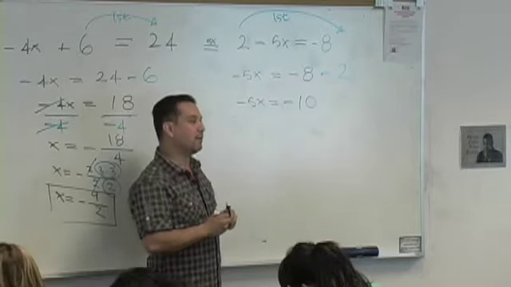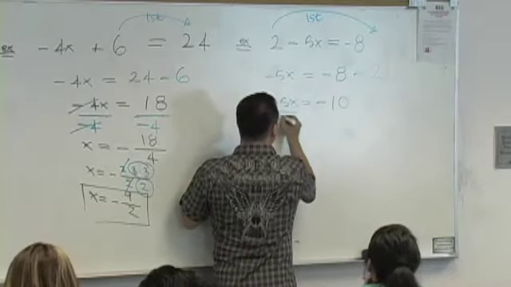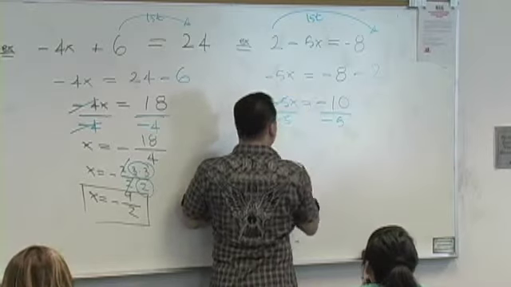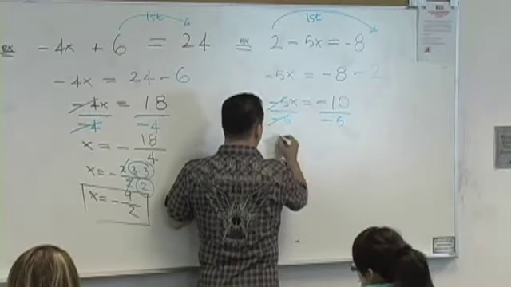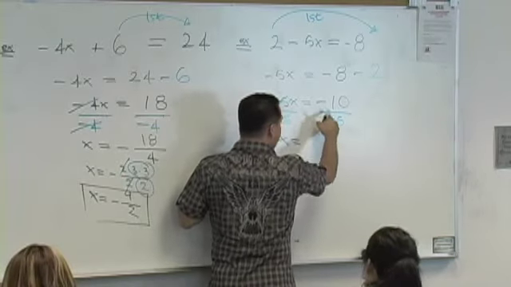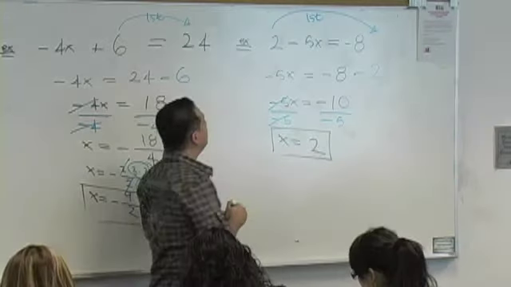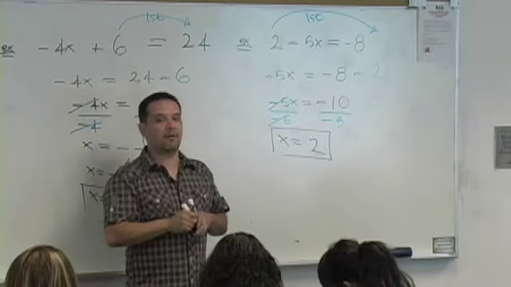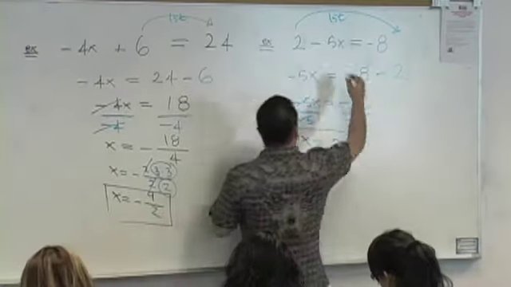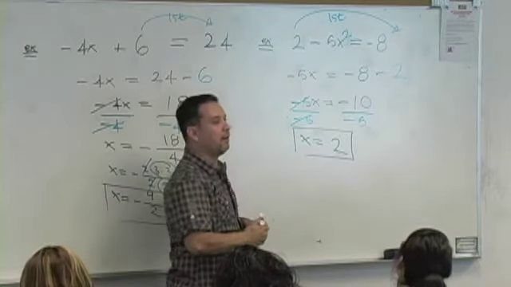Okay, so what do you guys do now with this? Divide both sides by negative 5. Is that right? Cancel, cancel. x equals negative by negative is positive. 10 over 5 is 2. You're done. So x is the value 2. Let's check. What does it mean for x to be the value 2? Let's check. Go back.